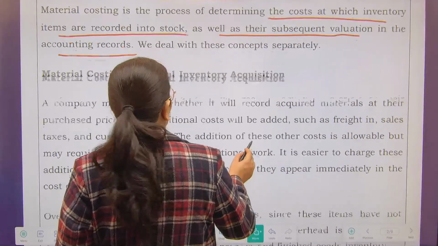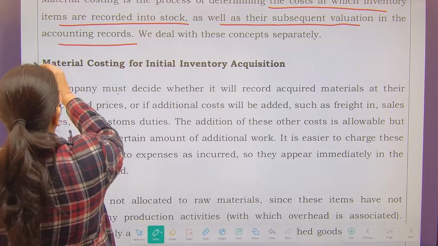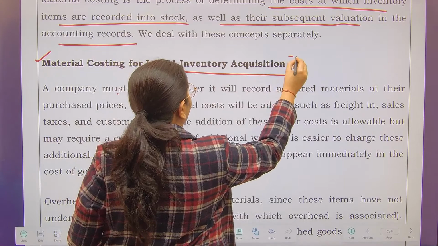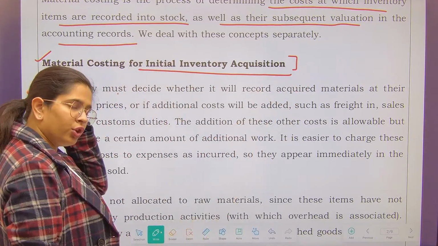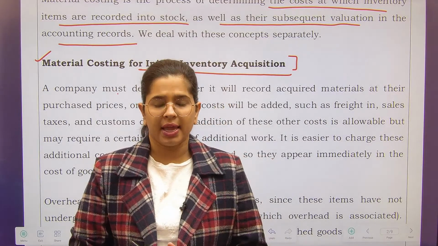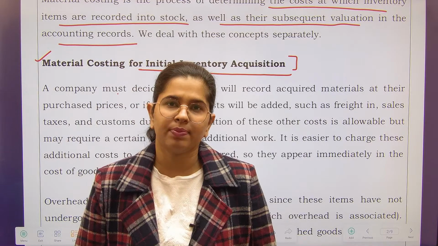There are two stages in case of inventory. Number one is initial inventory acquisition. Suppose you are into a biscuits manufacturing entity, right? Your work is to manufacture biscuits.